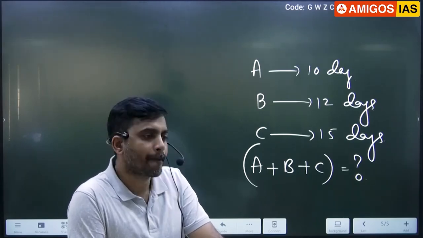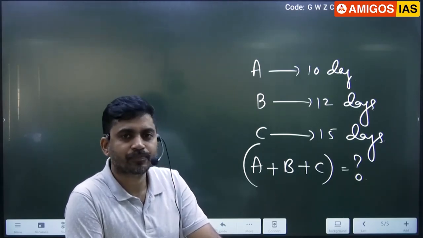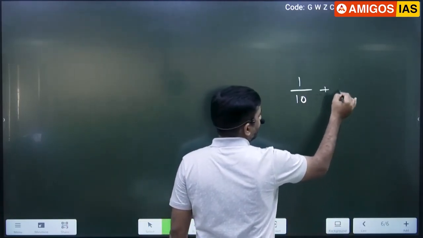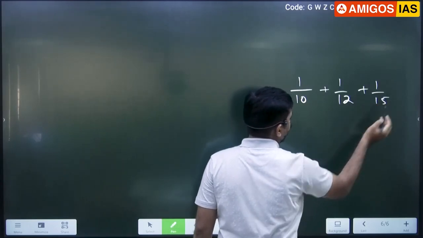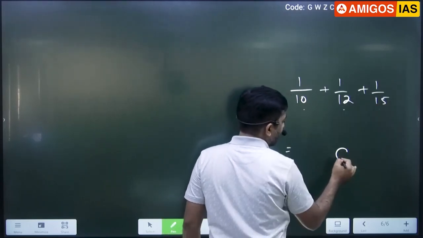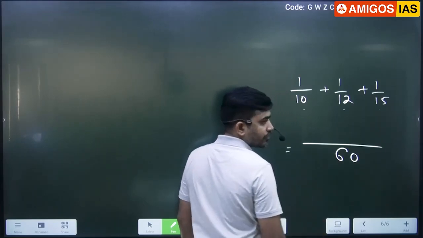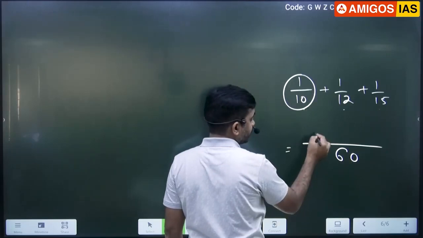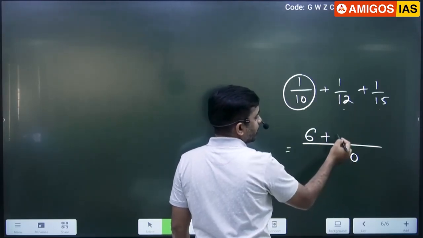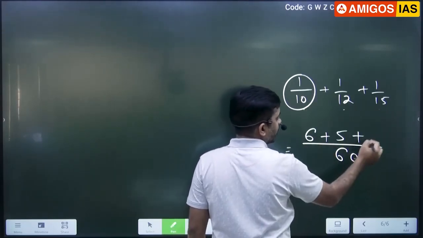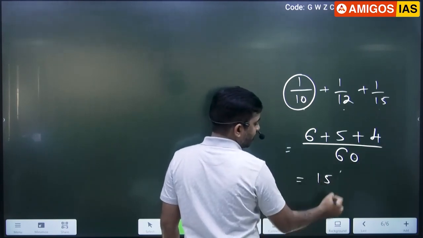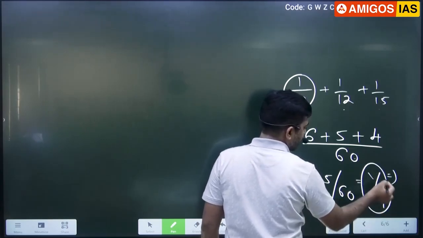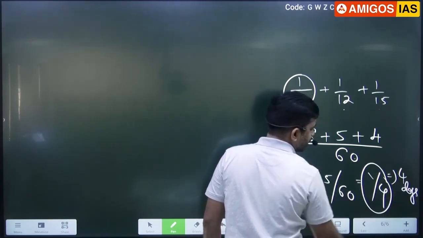Finished? 4 days. If it is method 1, 1 by 10, 1 by 12, 1 by 15. 10, 12, 15, what is the common multiple? 60. 1/10 of 60, 6 times. 60 by 12, 5 times. 60 by 15, 4. So it is 15 by 60, means 1 by 4. Always we reverse this fraction in the last step. What is the answer? 4 days.